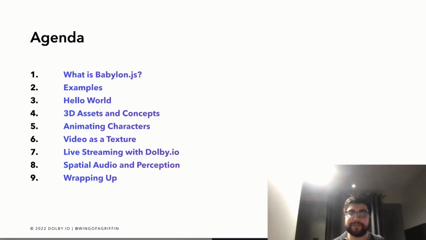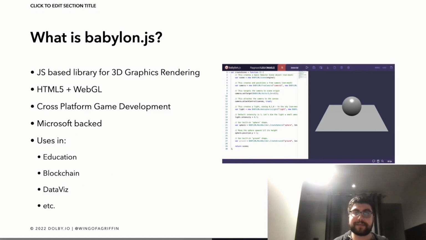So without any further ado, let's start talking about what we're going to go over. We're going to start off by talking about what is babylon.js in the first place. Then we're going to go over some examples and do some hello worlds. Yes, there's going to be some live coding in this. Then we're going to continue on to some more specifics, like 3D assets and concepts, animating characters, videos as textures, live streaming with Dolby.io to get actual live content being fed directly into your environment, talking a little bit about spatial audio and perception, and then starting to wrap things up.